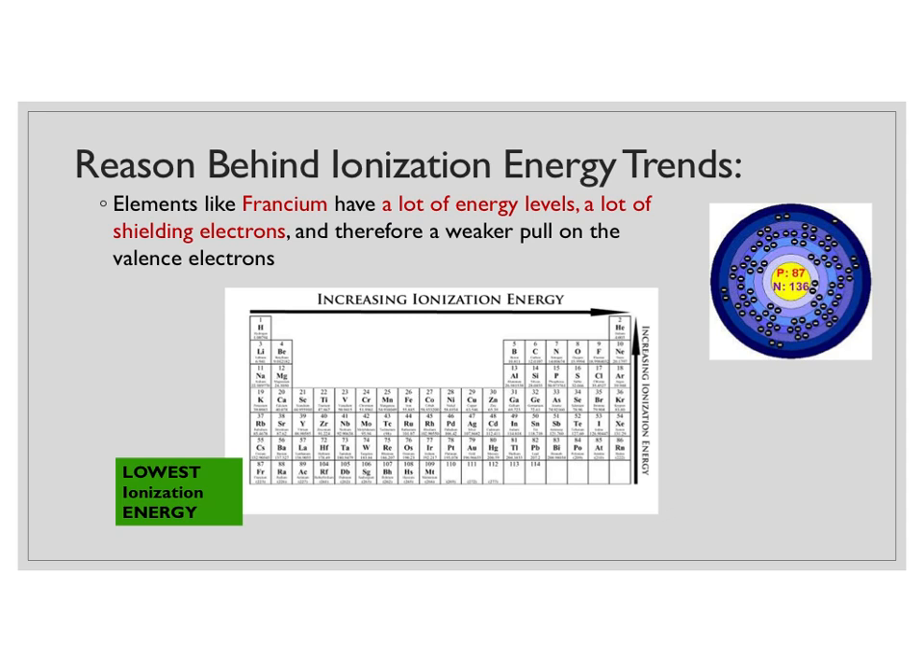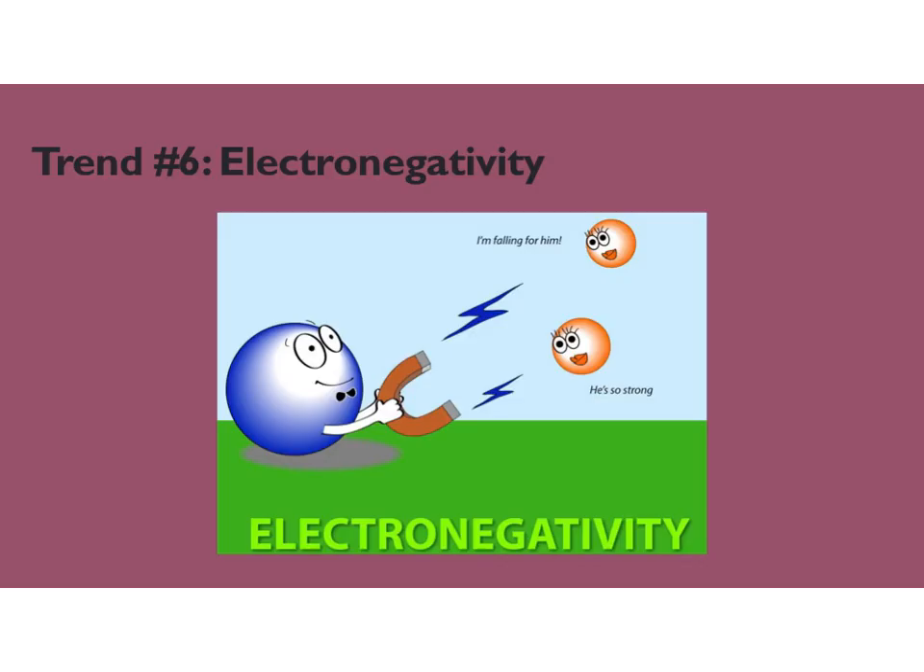The opposite is true with elements like francium, because they are going to have a lot of energy levels. There's going to be many shielding electrons in between that nucleus and those valence electrons, and so that nucleus is going to have a much weaker pull on the valence electrons. They're going to be easier to steal, so francium will have the lowest ionization energy at the bottom left.